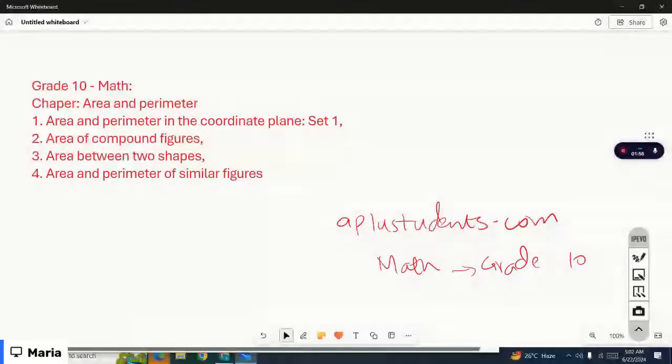There you can find a list of the chapters. We're going to start with the chapter area and perimeter. The lessons we're going to cover today: area and perimeter in the plane set 1, area of compound figures, area between two shapes, area and perimeter of similar figures. So please make sure you have your notebook and pencil so that you can note down the important examples and definitions as well.